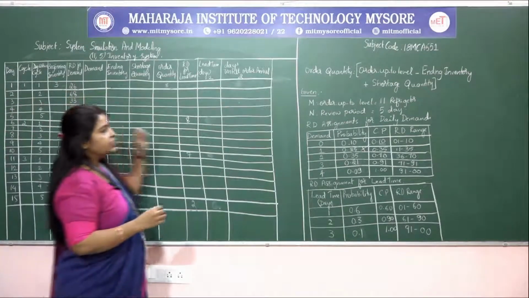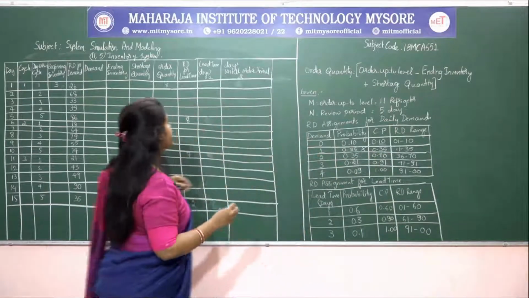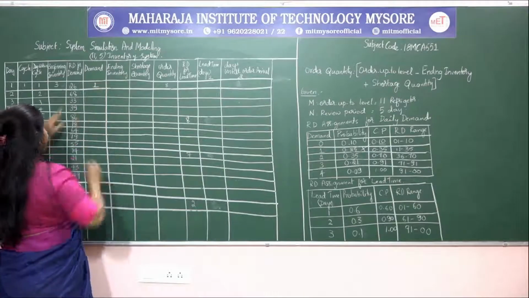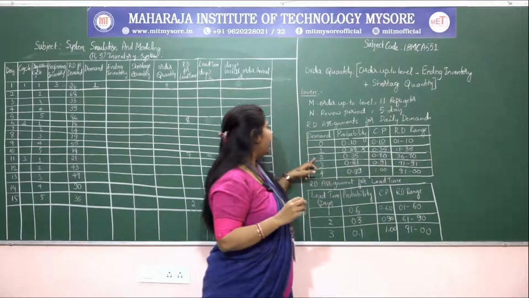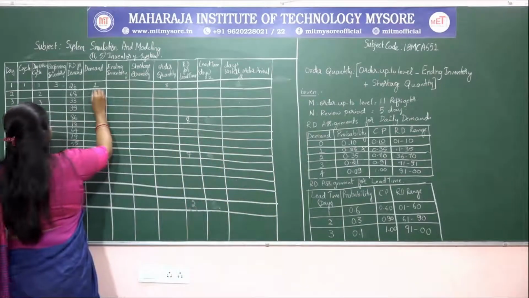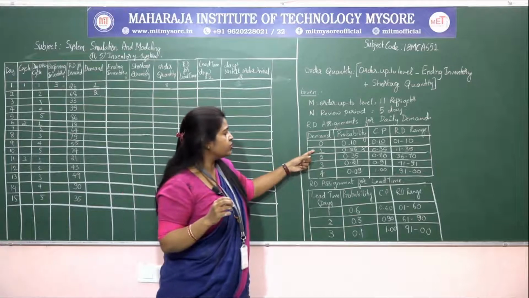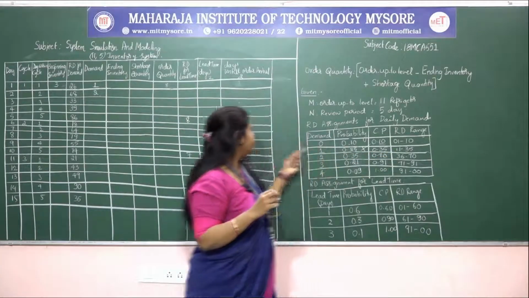26 lies under 11 to 35, and its equivalent demand is 1. Next is 68. 68 lies between 36 to 70, and the equivalent demand is 2. Next 33. 33 also comes to the second one, that is 11 to 35, so the demand is 1.